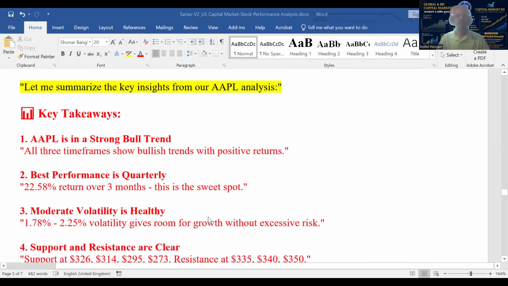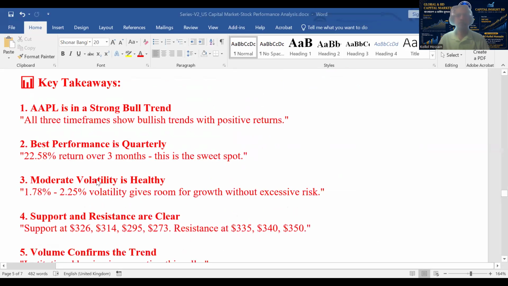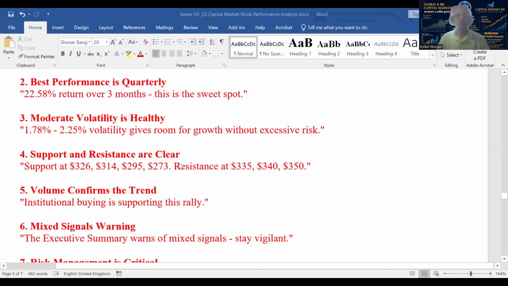Key takeaways. Apple is a strong bull trend. All three time frames show bullish trends with positive returns. Best performance is quarterly, 22.58% return over 3 months. This is a sweet spot. Moderate volatility is healthy. 1.78% to 2.25% volatility gives you room for growth without excessive risk.